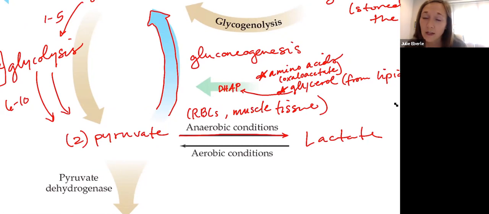It's actually part of glycolysis as well. It's made in step 4, and then it's immediately isomerized into glyceraldehyde 3-phosphate. So DHAP stands for dihydroxyacetone phosphate. Glycerol can be made into that and feed right into either glycolysis or gluconeogenesis, depending on what the body needs.